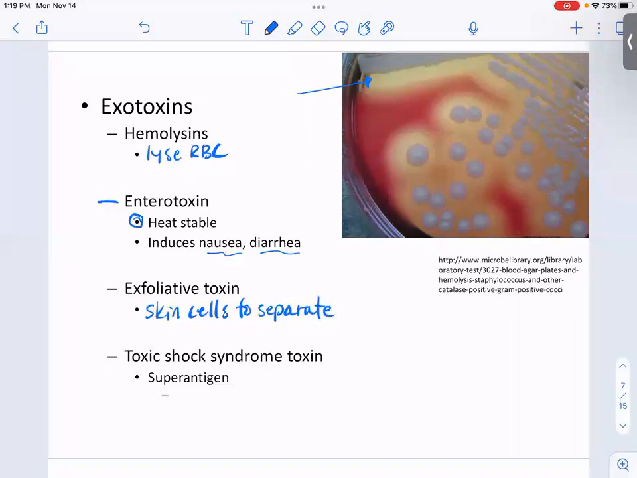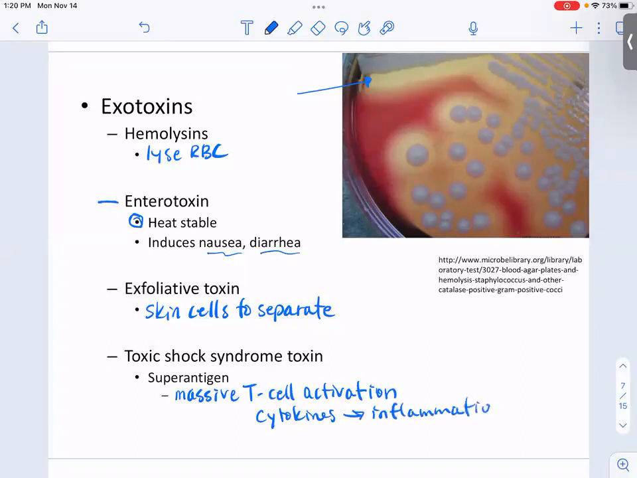Right, so we'll talk about a particular infection that can cause in a minute. And toxic shock syndrome toxin. This is a superantigen. We talked about that last time, and I think a lecture before. Remember, superantigens cause massive non-specific T cell activation. Lots of cytokines are produced that cause an overwhelming inflammation. So we'll look at some of those symptoms of toxic shock syndrome in a minute.